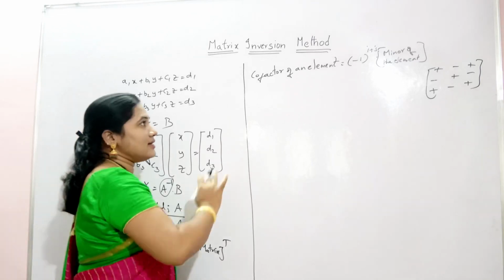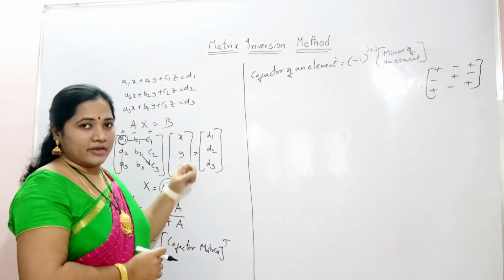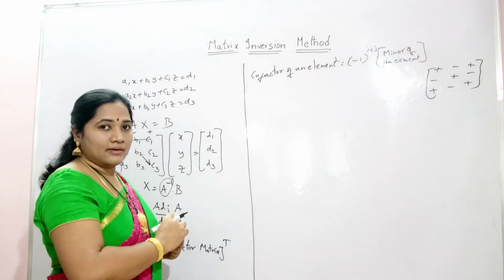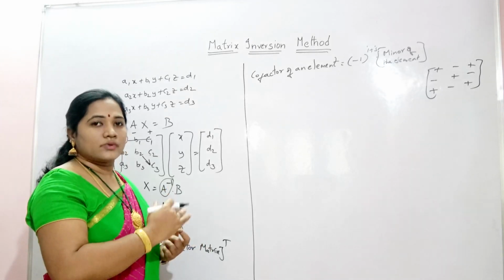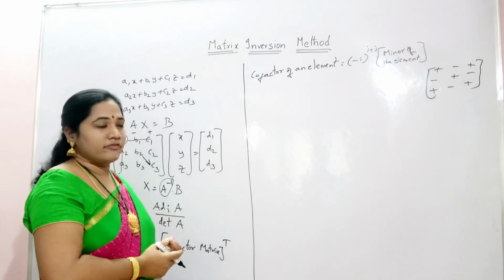After getting the cofactor of each element, you have to write the cofactor matrix. Then just interchange the rows with the columns. That gives the adjoint of the matrix.